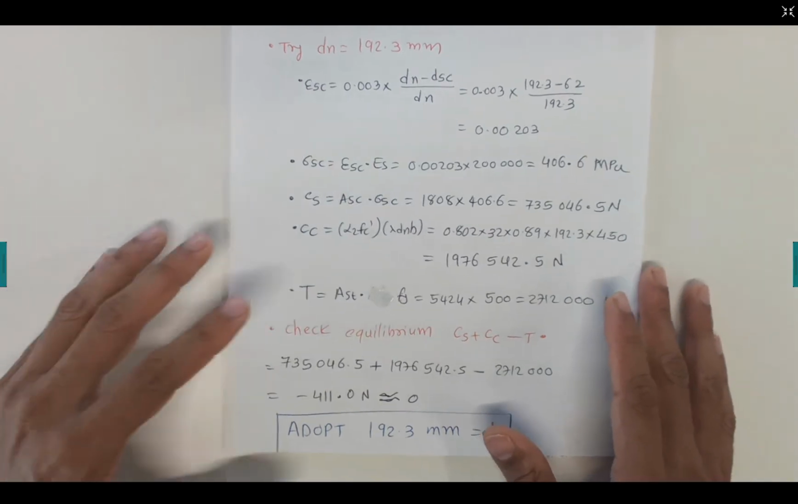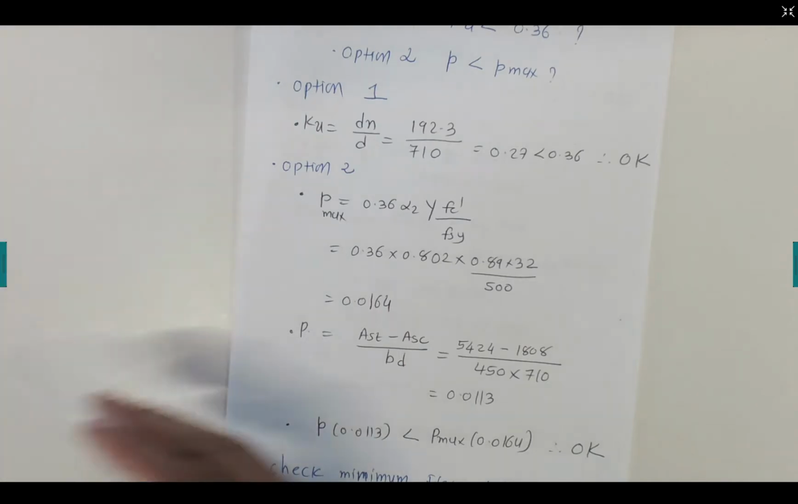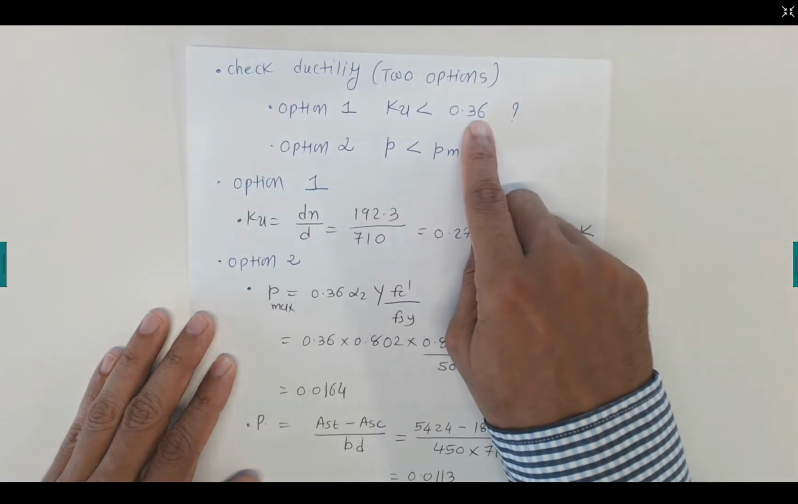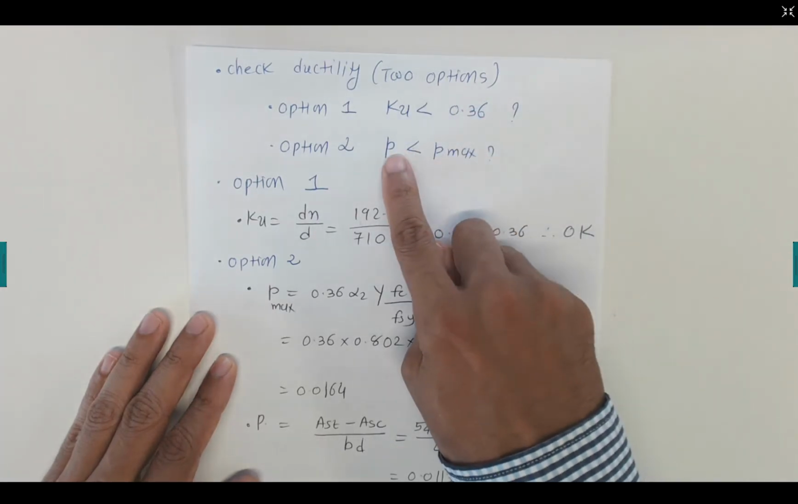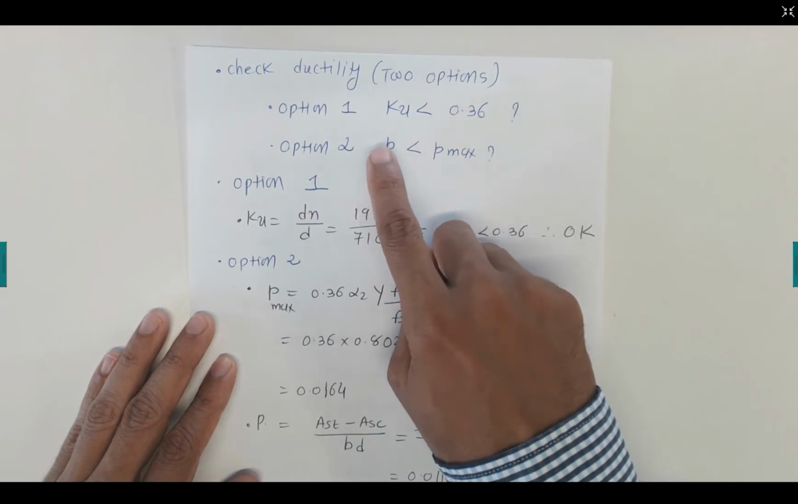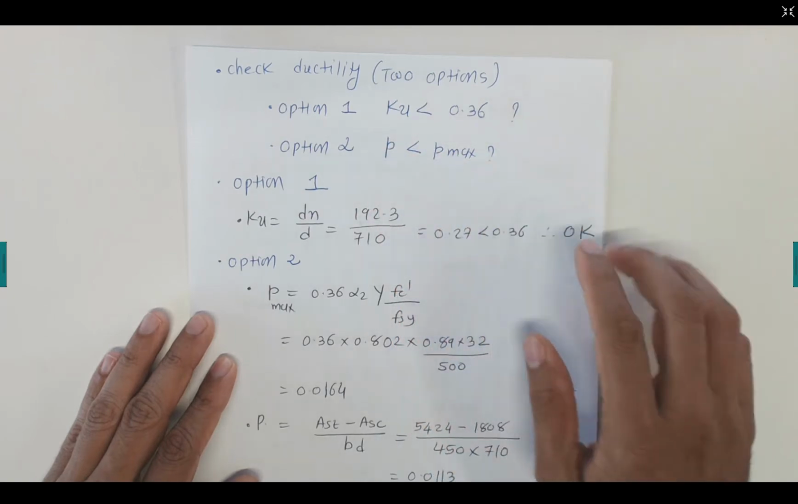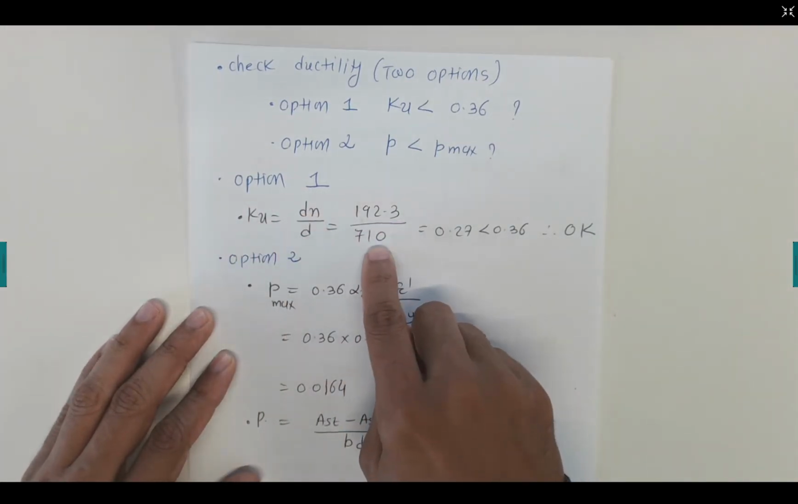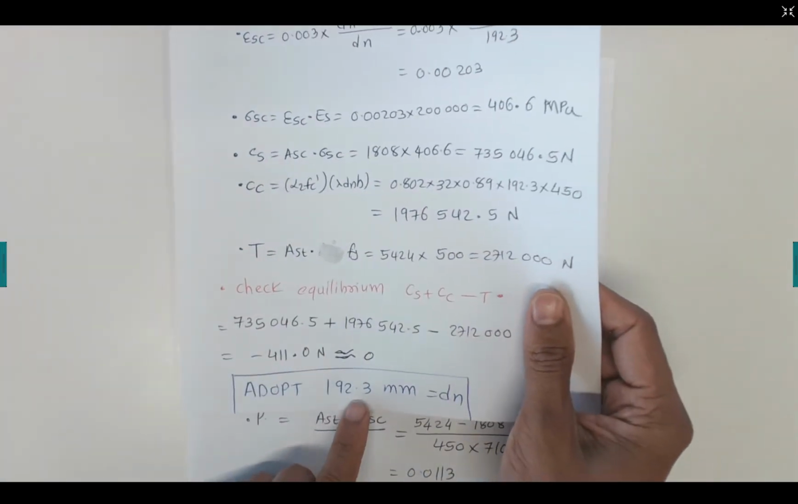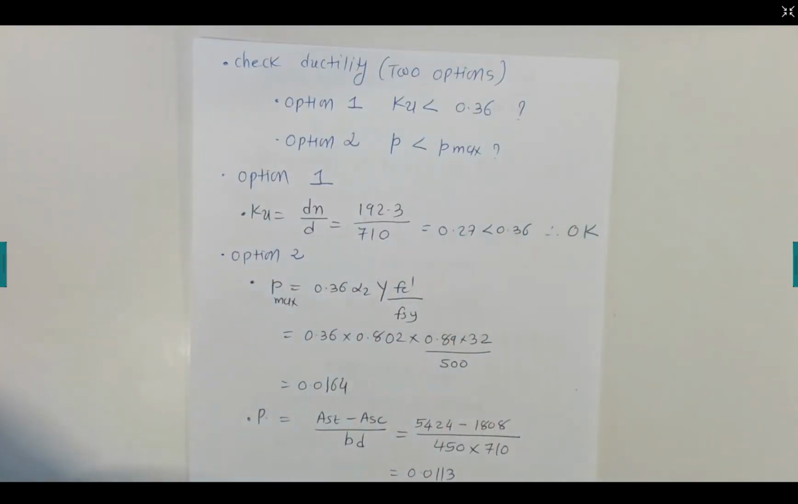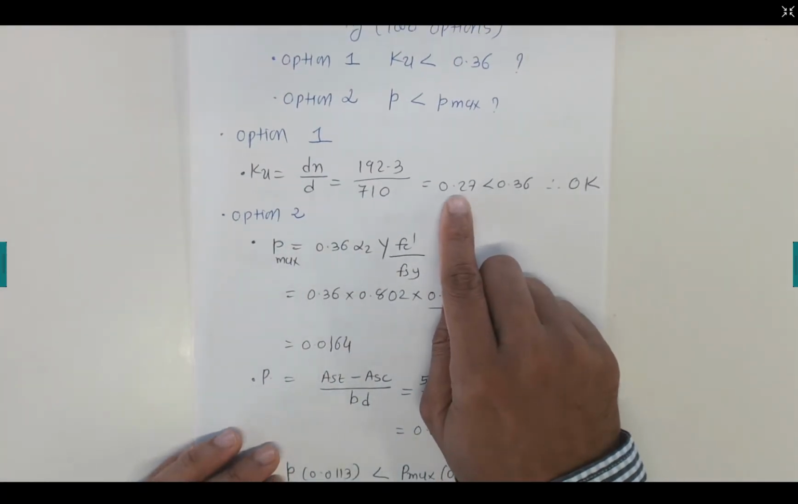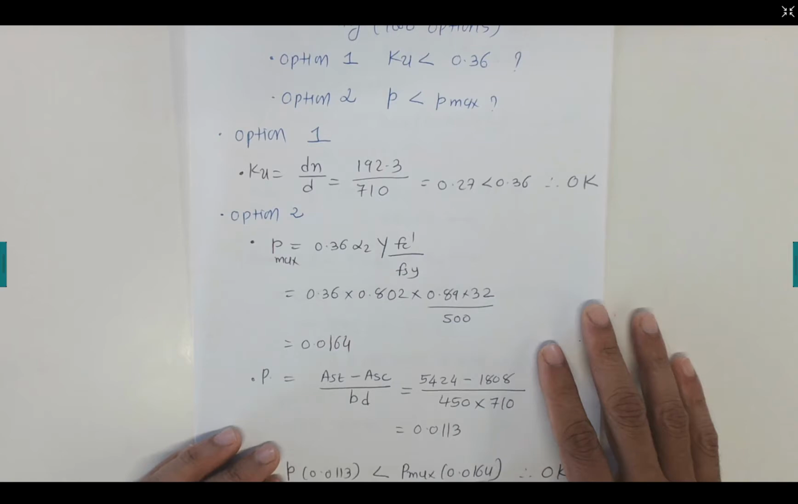For this DN value we're going to do 2 checks. One is a ductility check. For ductility checks we have 2 options. We can find KU and check whether it is below 0.36. If it is, that is okay. Or we can find the actual reinforcement and maximum reinforcement and compare. Option 1: KU is DN over D, 192.3 over 710. We have DN adopted as 192.3 and the D value is 710 millimeters. This gives 0.27, which is less than 0.36, so ductility is okay.